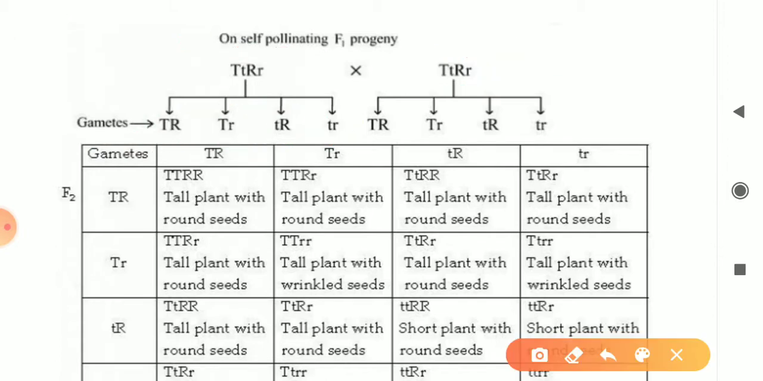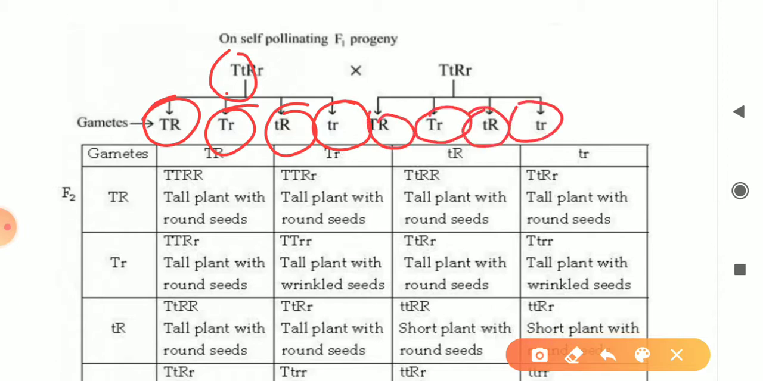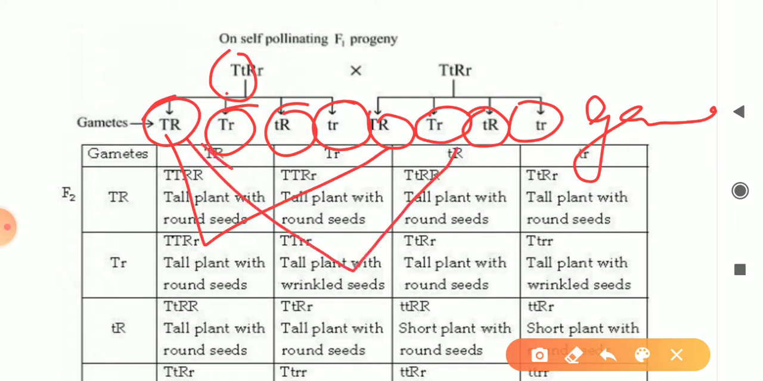Because there are two factors for each character, each gamete gets only one factor. So there will be gametes with tall and round factors, tall and wrinkled factors, short and round factors, and a factor for shortness and wrinkled shape. Four possible gametes are formed. And what did Mendel say? That these factors get separated at the time of gamete formation, and they pair up again after fertilization, and fertilization is random. So this gamete can fuse with this one, and it can also fuse with that one.